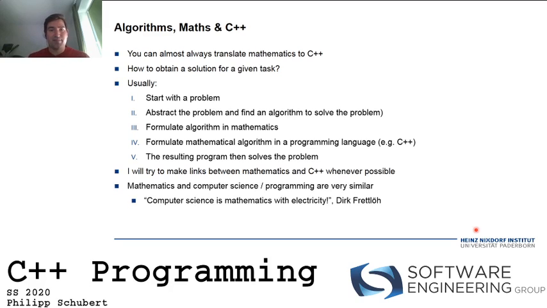In general, mathematics and computer science are very similar. There's a good quote from one of our professors or lecturers at Bielefeld University, which goes like, computer science is mathematics with electricity. And there's some quite good truth in that. So it's really quite similar.